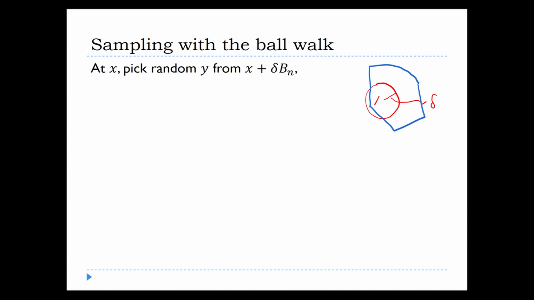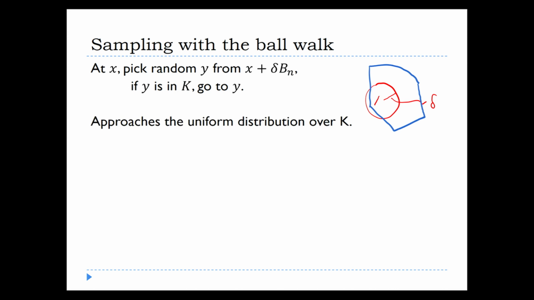And now, how would you sample? So the algorithms are very simple. They're just Markov chains. At a point x, you consider a ball of fixed radius delta around the current point. So there's a parameter delta, a Euclidean ball, and you pick a random point from that. If that new point is in the set, you go there. Otherwise, you don't do anything. That's the Markov chain. You stay where you are. This is symmetric and therefore approaches the stationary distribution, which is uniform.